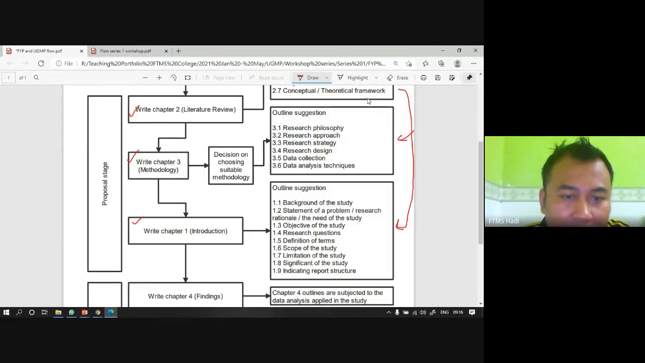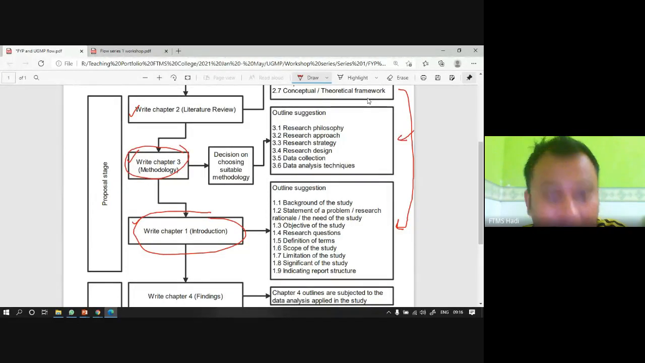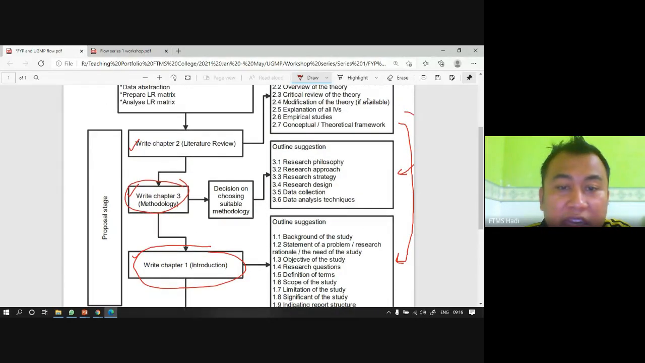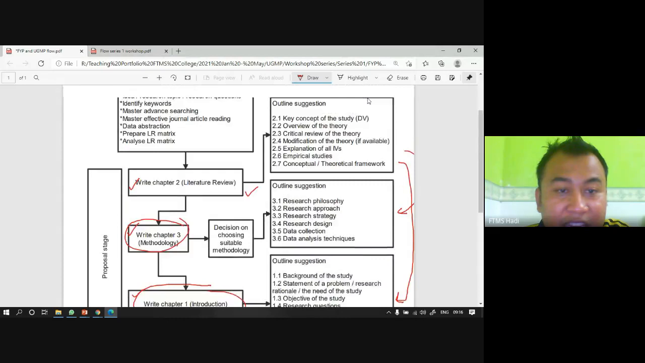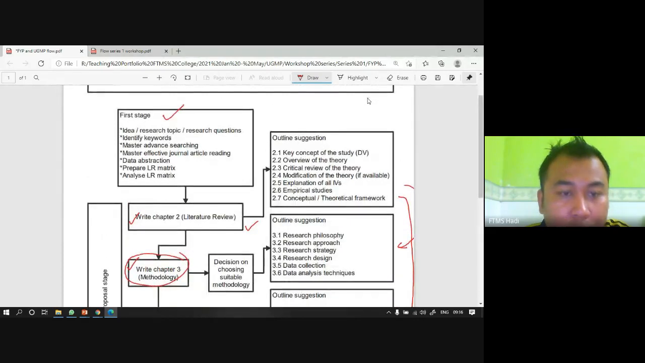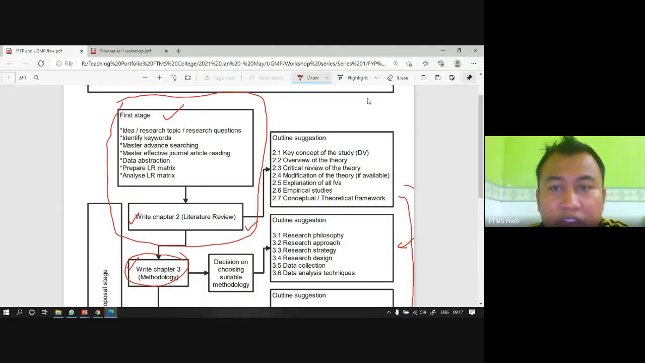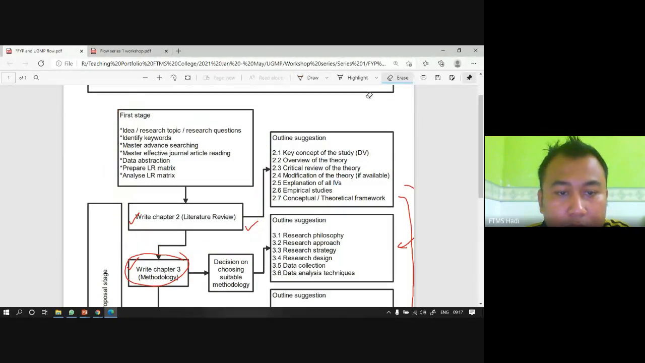But for chapter 3 and chapter 1, I will cover in series number 2, which is next week. My session for today is basically focusing on getting the first stage, and also writing chapter 2. So get the ideas and so on. Please bear in mind that today's session is merely focusing on this part only, the literature review and also the first stage.